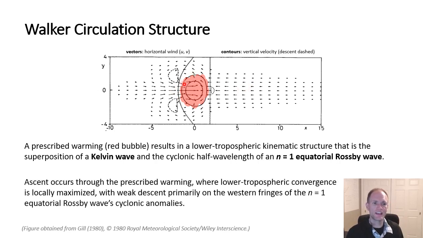We have ascent that is maximized where the prescribed warming is actually applied, and this happens to also be where there is low-level convergence. Note these easterly winds coming here toward the heat source from east to west, and these westerly winds coming from west to east toward that warming source. So those winds converge near the surface, forcing ascent through that heating source, a thermally direct response. We get weak descent given by the dashed contours here, primarily on the western fringes of the cyclonic rotation anomalies associated with the equatorial Rossby wave.